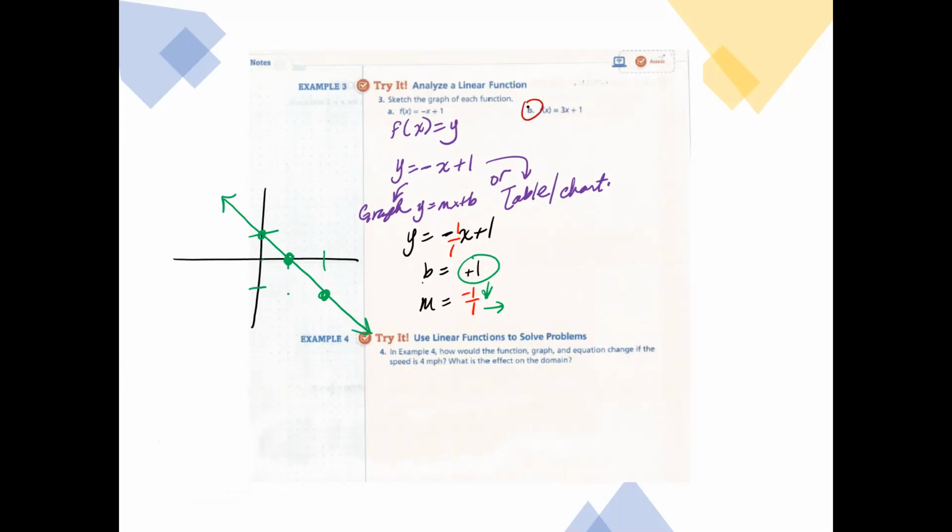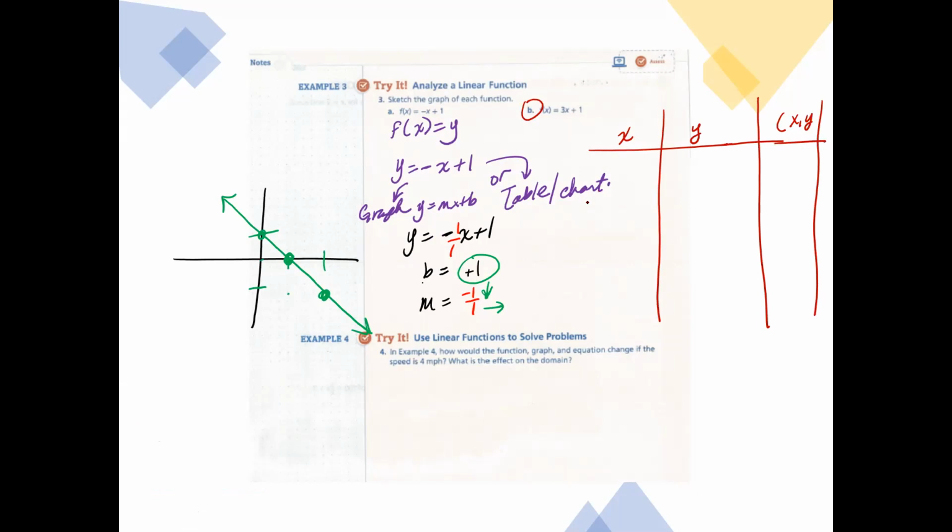With B, I think I'm going to use a table instead. So here's my table of values. Ultimately, after each question, I'm going to get an x and y point, which means I can then graph it. So let's go ahead and start off with a point. I'm just going to pick an easy one, 0. So when x is 0, my y value is going to be 0 plus 1, which is just 1. First point, 0, comma 1.